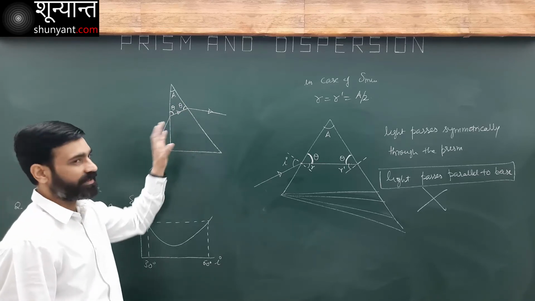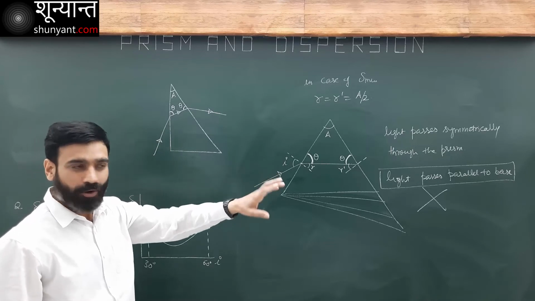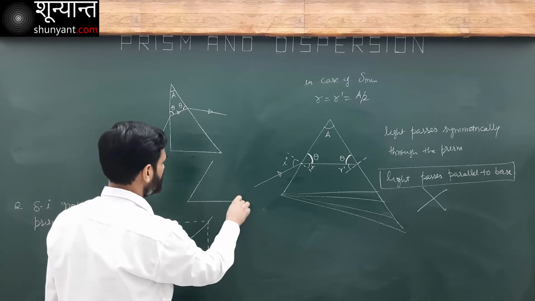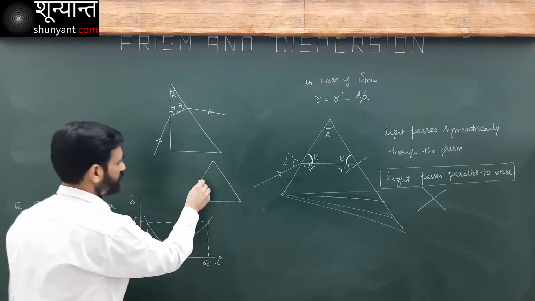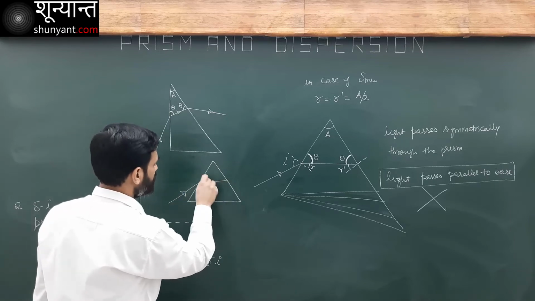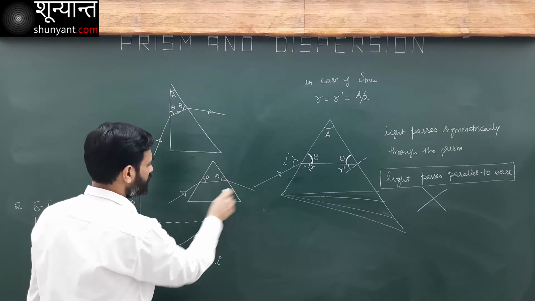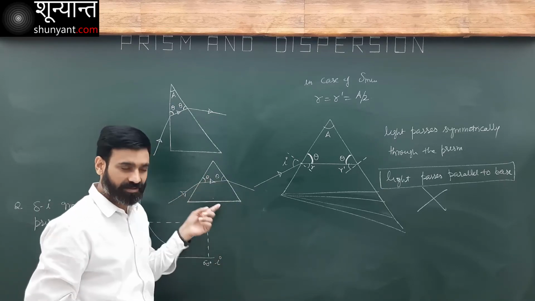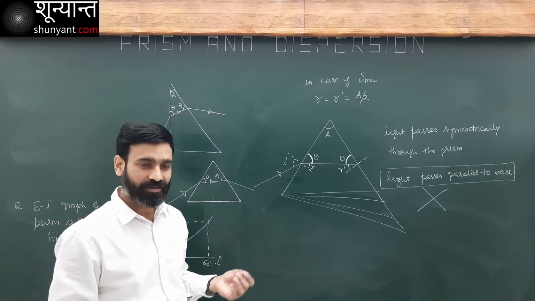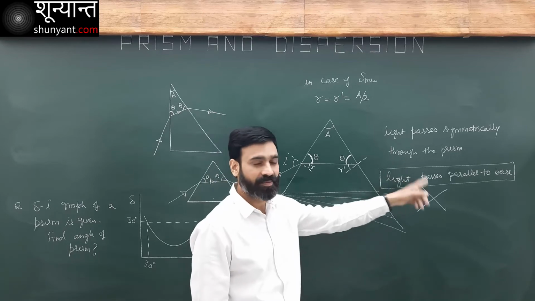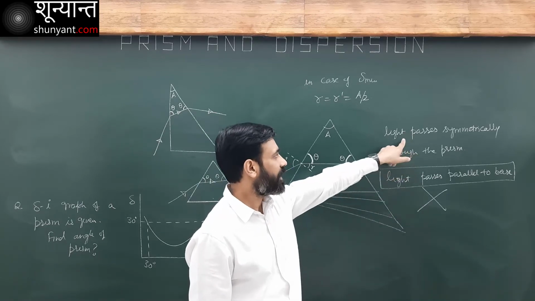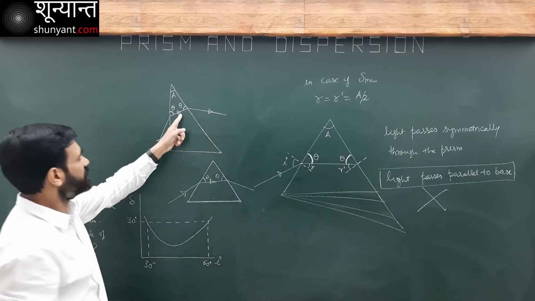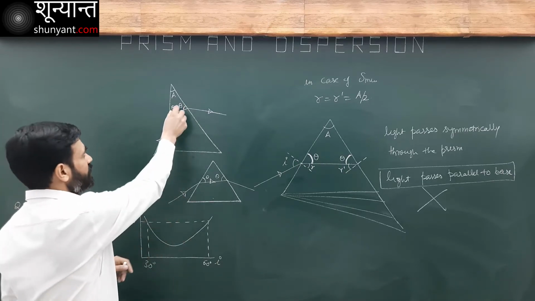In case of minimum deviation, it may not be parallel to base. It becomes parallel to base only if I have a prism like this. Only in this case, these two angles are same, and then coincidentally, it's just a coincidence that this turns out to be parallel to this. This is not the general case. So do not remember this. Never remember this. Remember this, that light passes symmetrically through the prism. These two angles are going to be same. This is the case of minimum deviation, when these two are same.